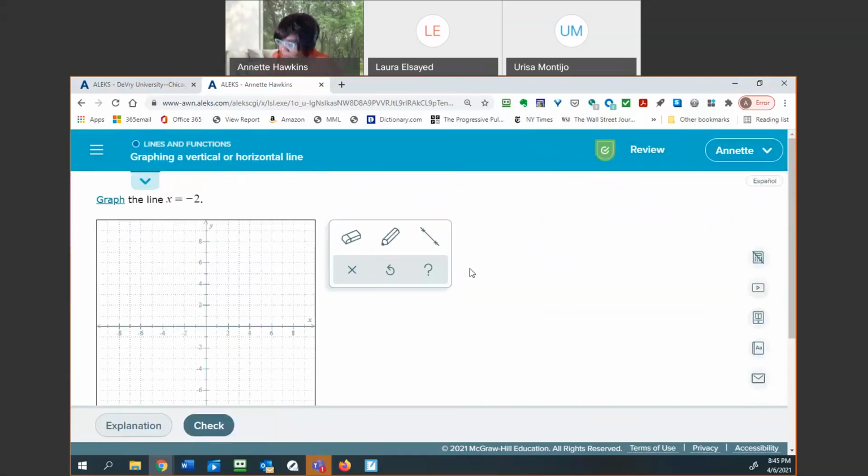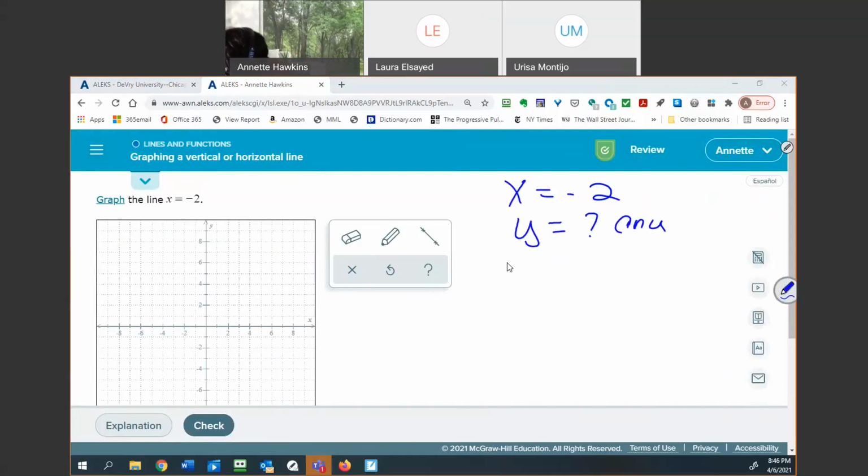All right, so graph x equals negative 2. Well, you don't see a y, so y can be anything. And we only need 2 points. So if x is -2, let y be any number that's on this grid. What would you like for it to be? 3. X is -2. Let y be another number. I would recommend a negative number. -3, because you just want to keep it balanced.